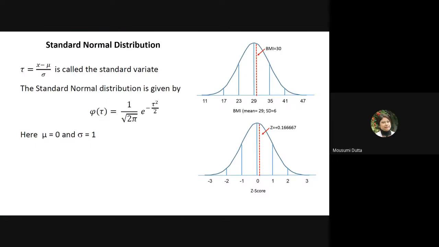Next, I'm talking about the standard normal distribution. Look at the expression tau. Tau is equal to (x minus mu) by sigma, and is called the standard or standardized variate. From the value of the variable, I have to subtract the mean and divide it by the standard deviation. For any observation, if I subtract the mean and divide by the standard deviation, it is called a standardized variate or standard variate.